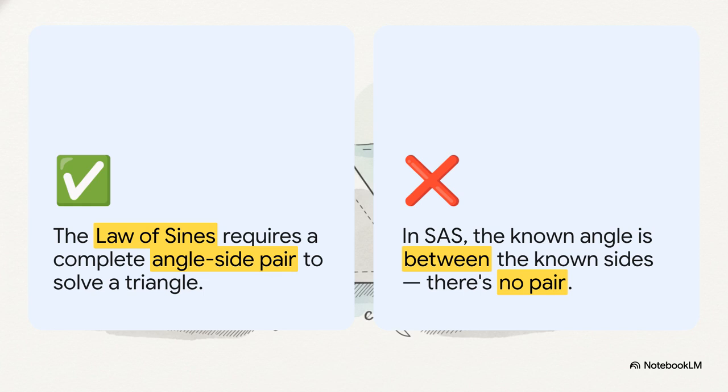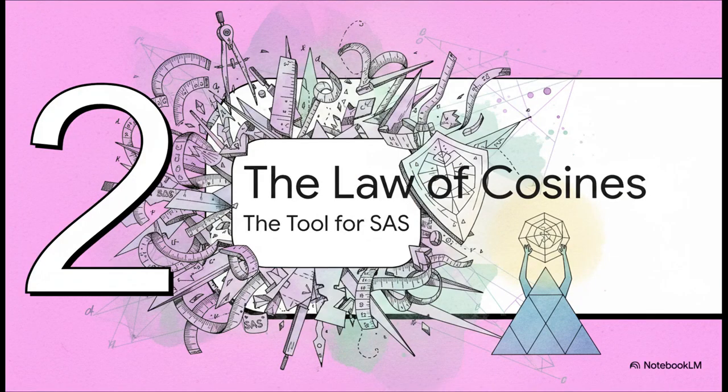But now look at the SAS triangle on the right. See the problem? The angle we know is trapped between the two sides we know. We don't have that crucial opposite side. We're stuck. Or are we? And this is where our hero arrives on the scene.